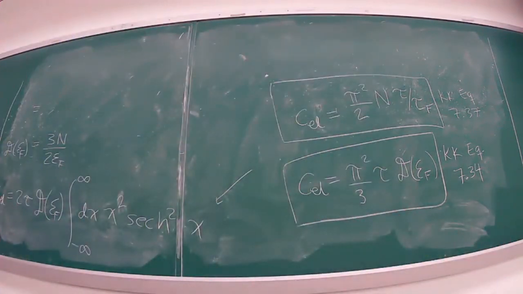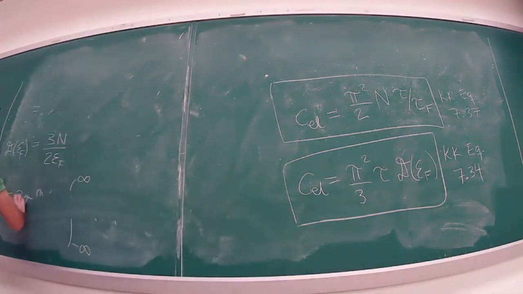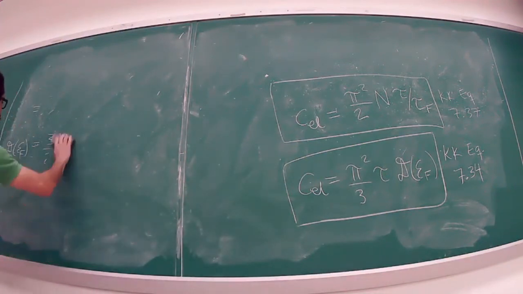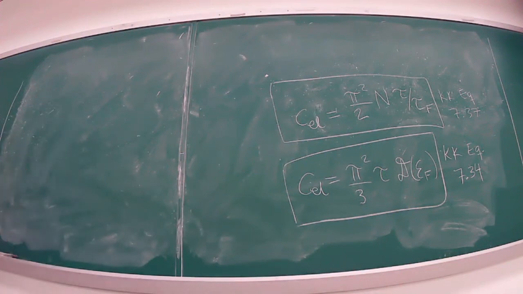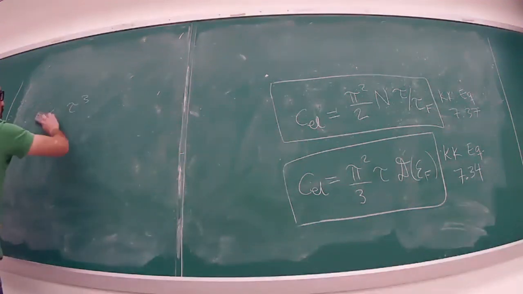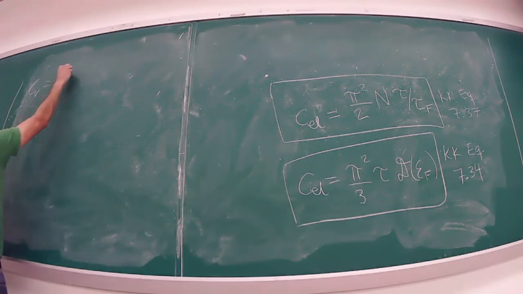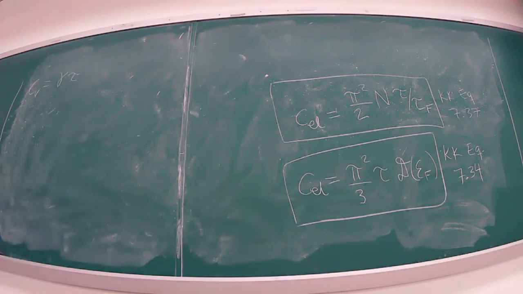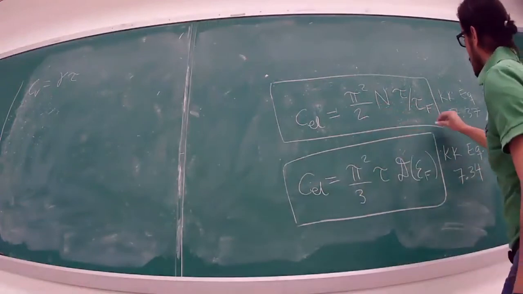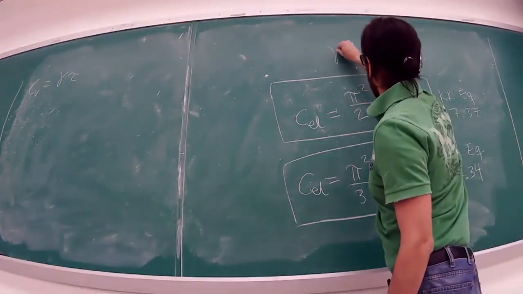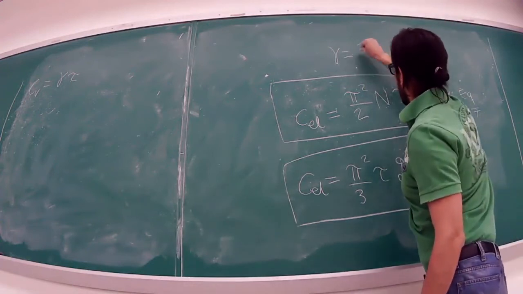The heat capacity of phonons, we looked at in chapter 4. We did the Debye model. We said that it went as the cube of the temperature. So the total heat capacity of a metal at constant volume is going to be gamma tau. So you have a term that is linear in temperature, which is the electronic, and gamma two.